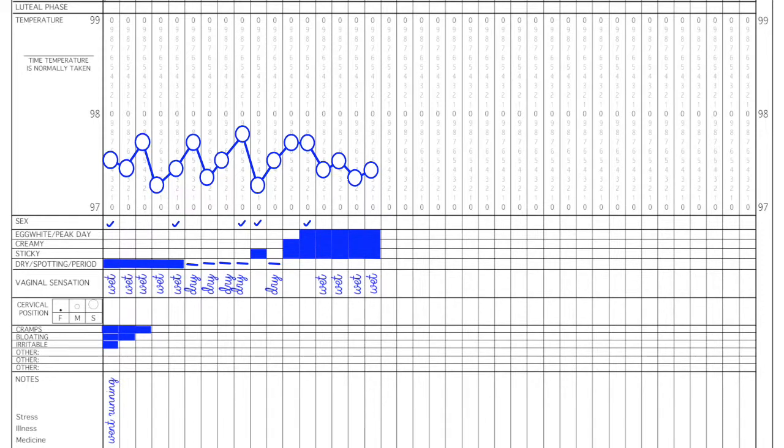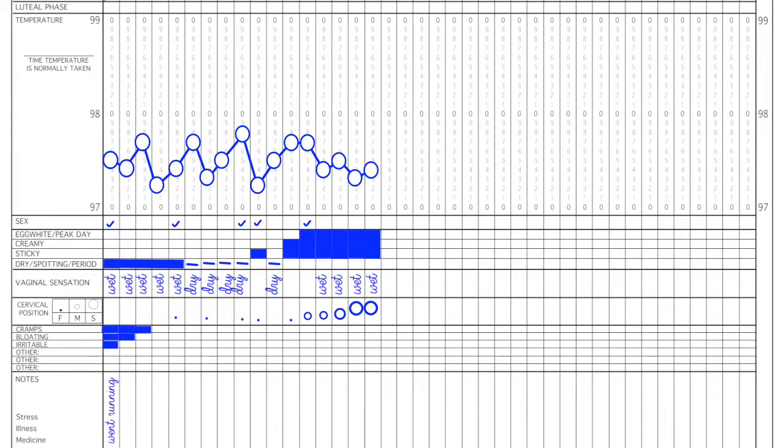As far as your cervical position goes, you should notice your cervix withdrawing back towards the uterus and opening up a little bit, getting a little bit softer, and that should usually happen in the couple of days leading up to ovulation. This is how you can pinpoint when you're about to ovulate, which can be very helpful not only if you're trying to prevent pregnancy, but also especially if you're trying to achieve pregnancy.